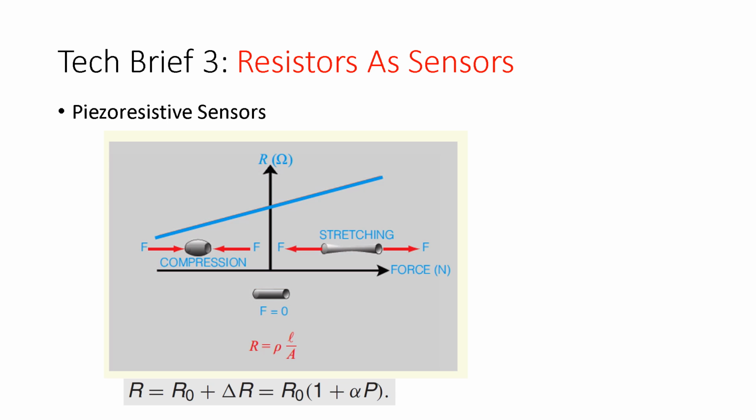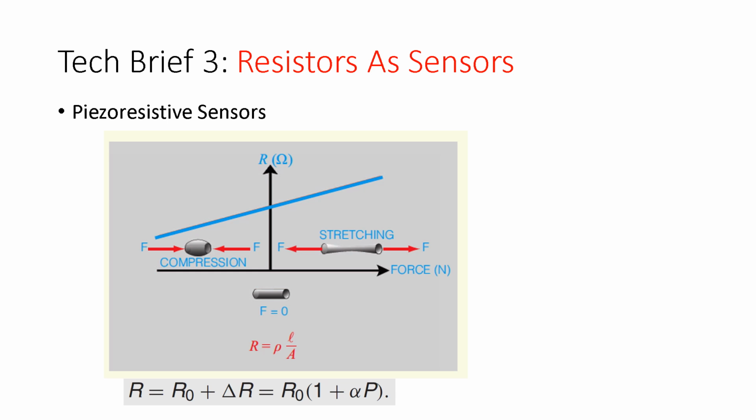So if we look down at that equation, R, the resistance, equals the normal initial resistance R0 plus the change in R. The change in R can either be from compression or stretching. It can either be decreasing the resistance from average or increasing the resistance from average. You're going to get this equation where R equals R0 times the sum of 1 plus alpha P.